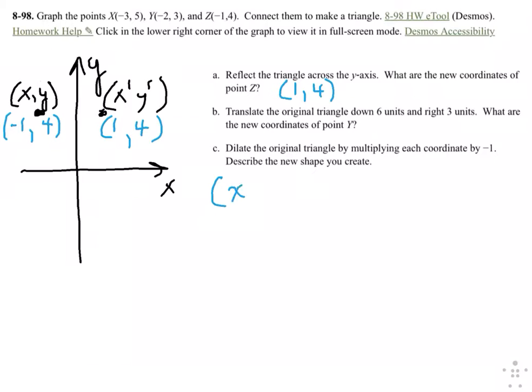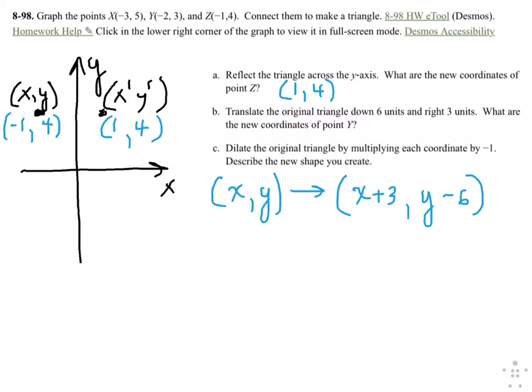So x, y is going to get translated to, let's see, down 6 units, that relates to the y coordinate, and right 3 units. If I go right 3 units in the x direction, this becomes x plus 3, and the y said down 6 units. Down 6 units means negative, so y minus 6. So here's the rule to translate the points.